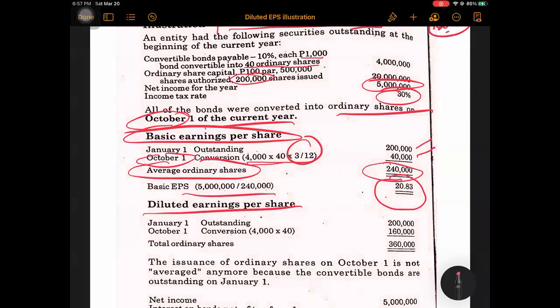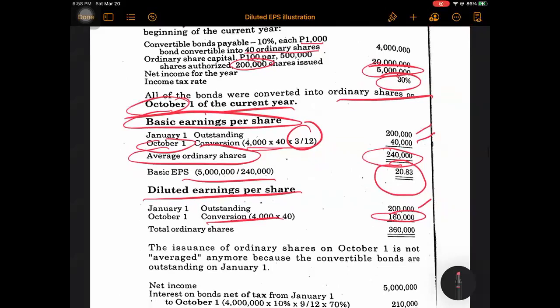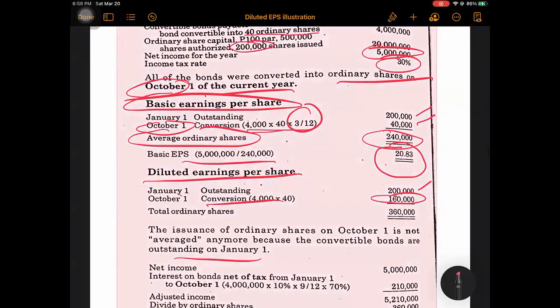Okay, so January 1, you have the outstanding 200,000. On October 1, the whole amount of 160,000 shares. So you have total ordinary shares of 360,000. The issuance of ordinary shares on October 1 is not averaged anymore because the convertible bonds are outstanding on January 1. So wala na ni sa average. Since outstanding sa beginning, regardless ma-convert or dili, ang whole amount atong gamiton because again, we use the as-if approach.